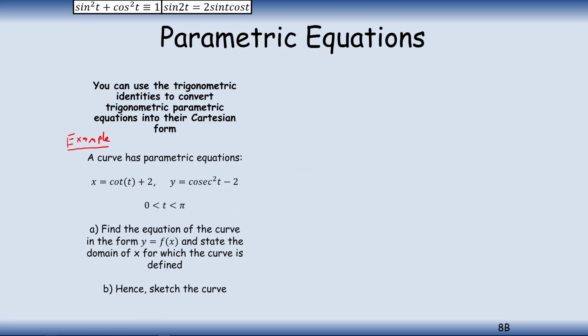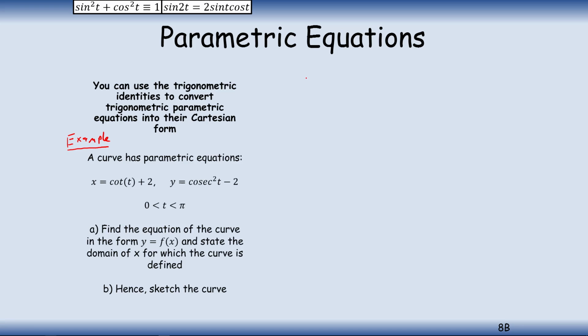And for this example, we've got the curve with parametric equations given by x equals cot t plus 2 and y equals cosec squared t minus 2, and the limits are from 0 to pi. So we want to find the equation of the curve in Cartesian form and then state the domain of x. So first we're going to find the equation of the curve and then state its domain. So let's have a go at doing that.